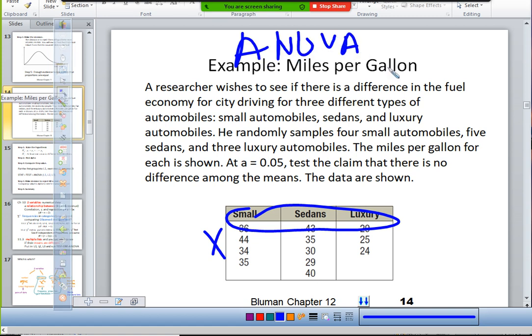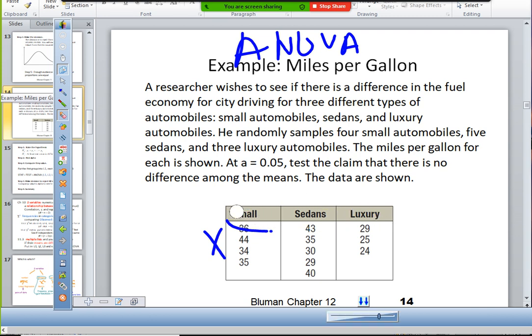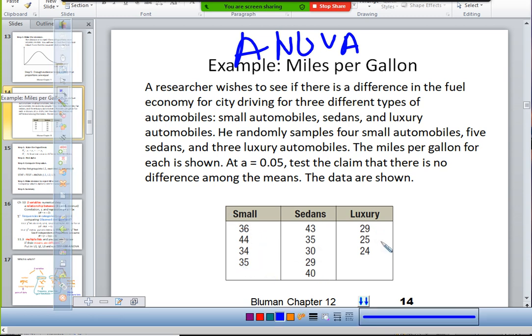Because really what this is, it's a list. Here's a category and all the data that goes in that category. So in other words, these are groups. They're actually not really even categories, they're groups. There's a small sedan group, there's a luxury group, there's a sedan group. And what we've done is we've sampled 4 people from this group, 5 people from that group, 3 people from that group, and this is their actual data. The other thing, when you know it is, it talks about means. That's a hint that if you have 3 or more means, and they're talking about means, that's ANOVA.